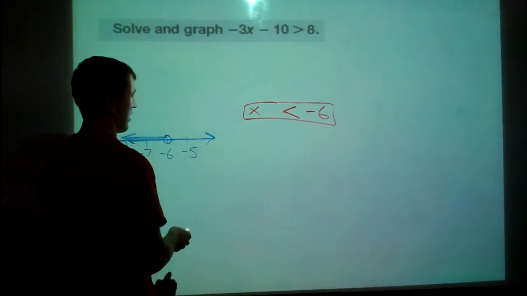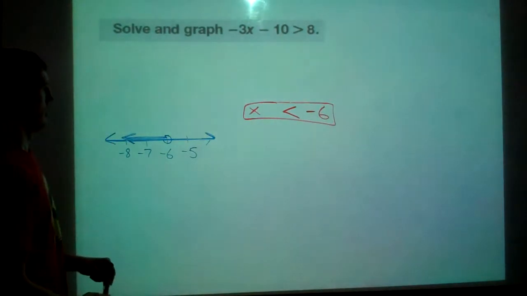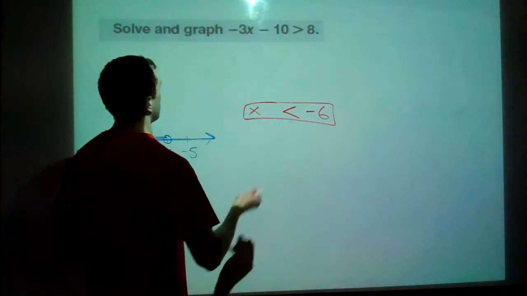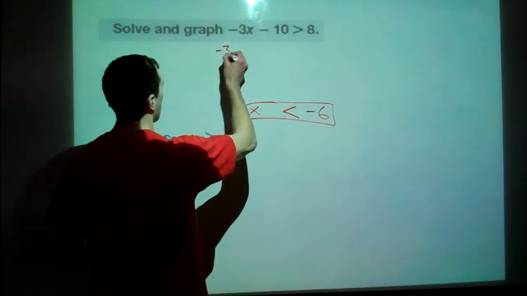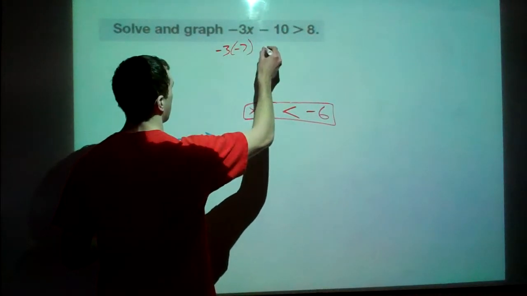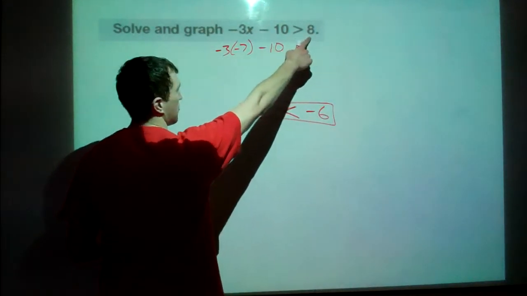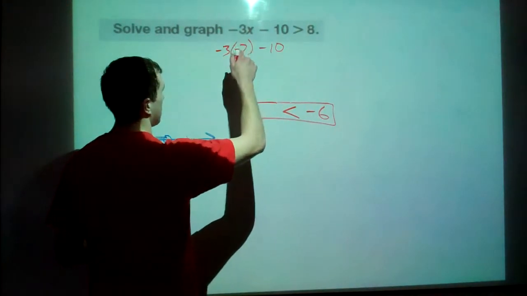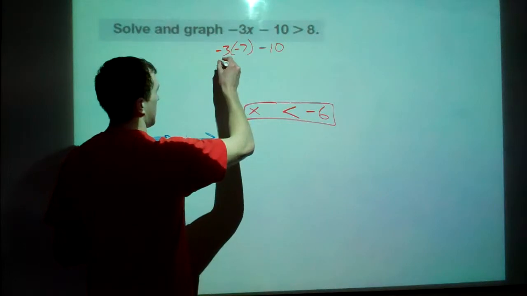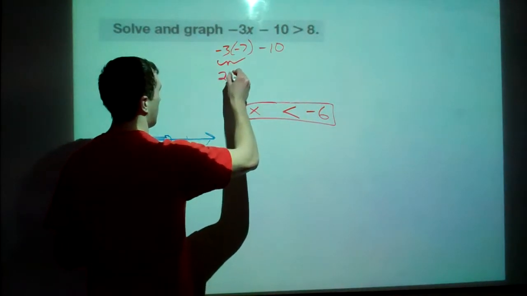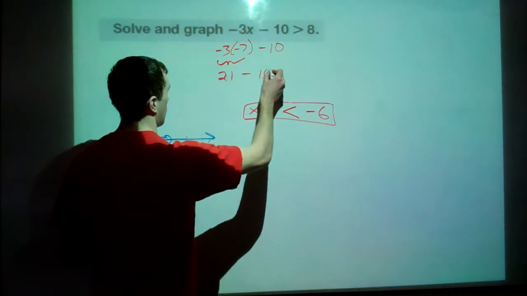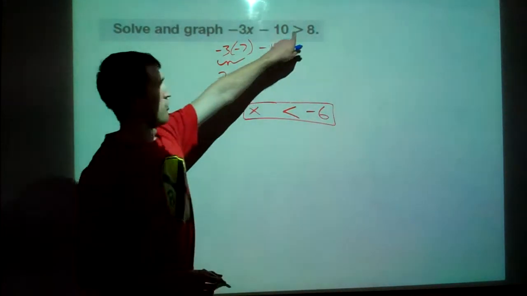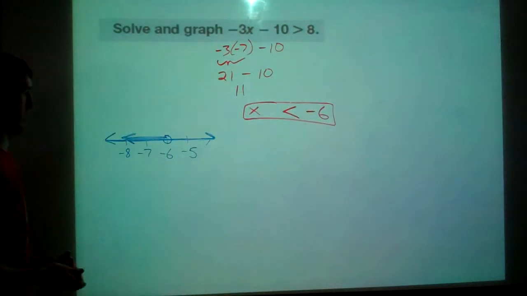Let's see if this works out. If we choose -7, this should be true. So let's try it. -3 times -7 minus 10. That should come out to be greater than 8. So -3 times -7 is a positive 21 minus 10, we get 11. Is 11 greater than 8? Yes, it is. Okay, so that worked out.